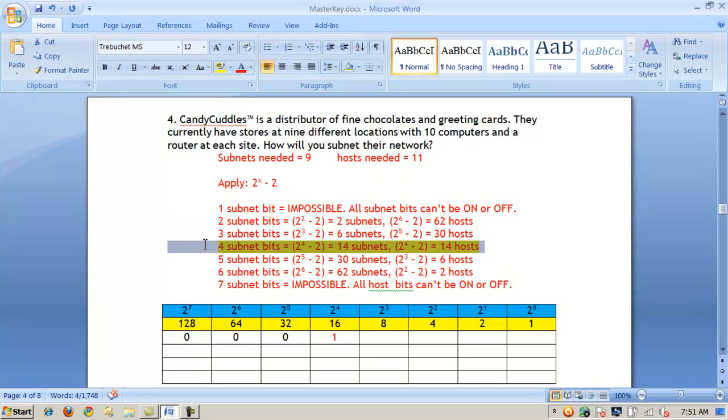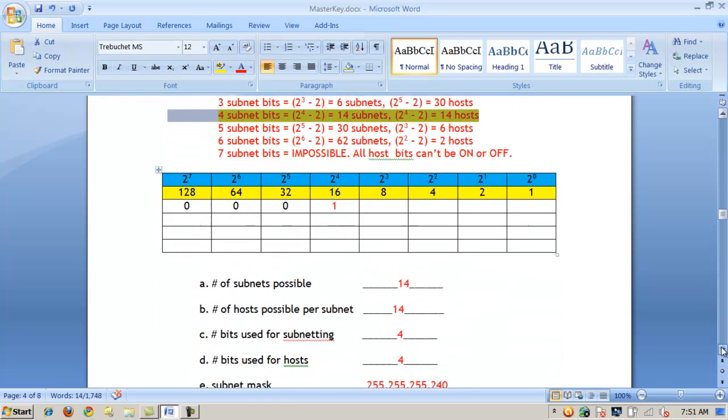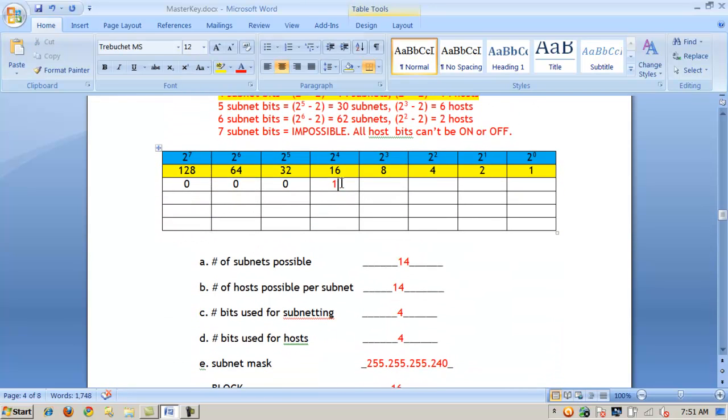And of all our possible combinations, if we're going to use a Class C in the 4th octet or the 4th byte, this is the only one that would fit. And we've done this one before. Again, 4 bits and 4 bits, 14 subnets, 14 hosts possible, a subnet mask of 240 by adding all these together.